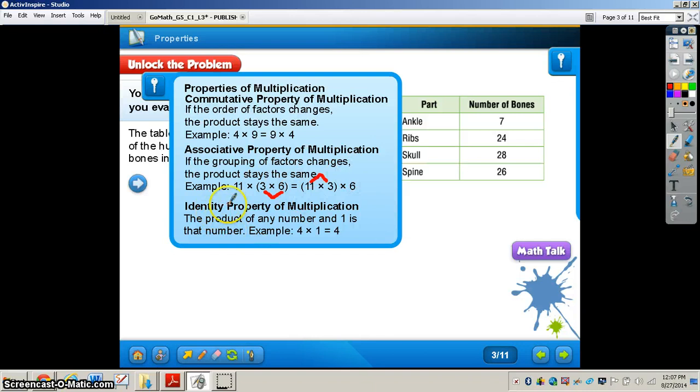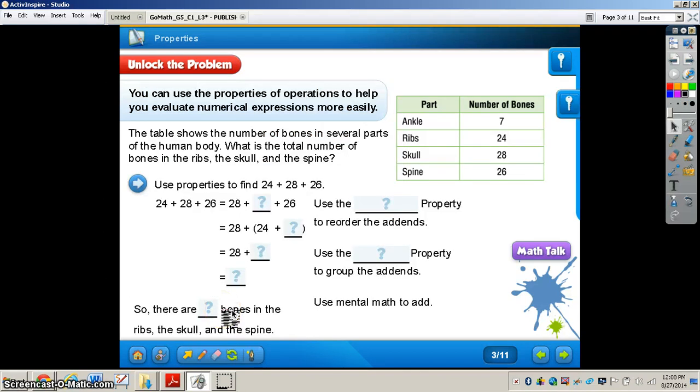And finally, identity property of multiplication: the product of any number and 1 is that number. For example, 4 times 1 equals 4, 80 times 1 equals 80, and so on. So that gives you a brief explanation on the top of page 13 about these different properties of addition and multiplication. Now it says you can use the properties of operations to help you evaluate numerical expressions a little easier. In other words, some numbers add together very nicely, some are a little difficult.